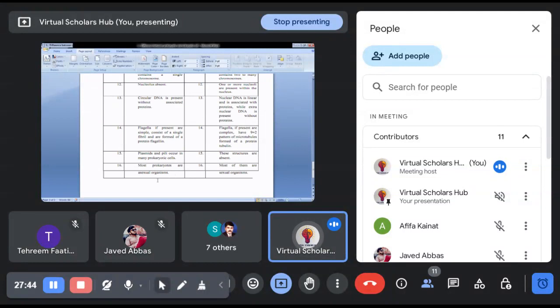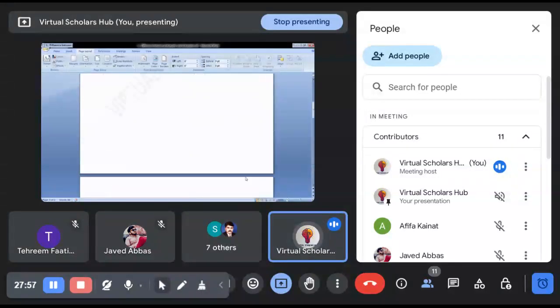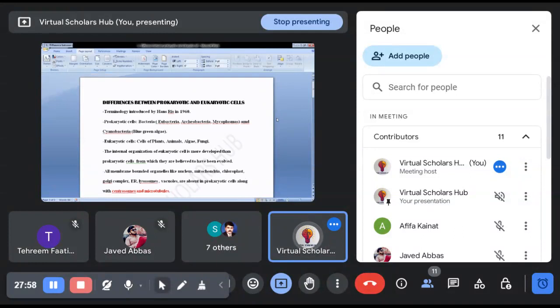Next, most prokaryotes are asexual organisms because proper sexual reproduction is absent here, while most of the eukaryotes are sexual organisms. Okay, dear students. So this is a summary of the difference between prokaryotic and eukaryotic cell.